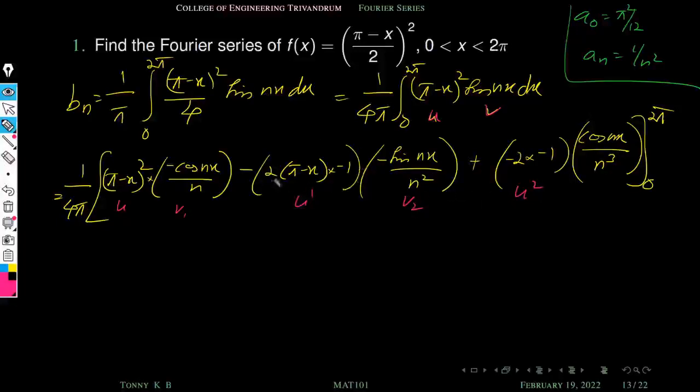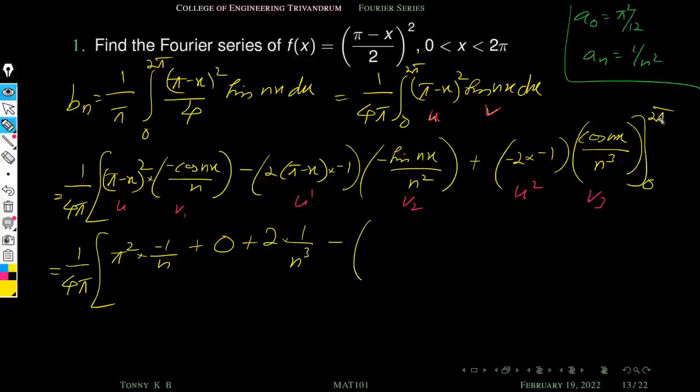u2 means derivative of u1, and this is finally v3. v3 is the integral of v2, that means minus sin nx by n squared. Then 0 to 2 pi. First we are going to substitute the upper limit 2 pi. Then this becomes pi minus 2 pi, that is minus pi, squared, that is pi squared.